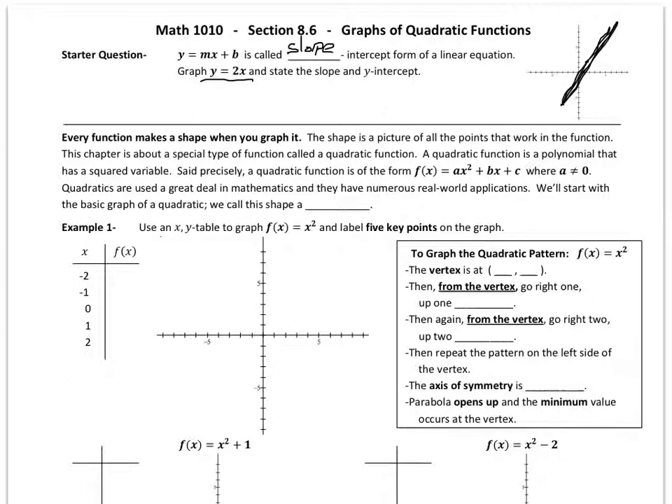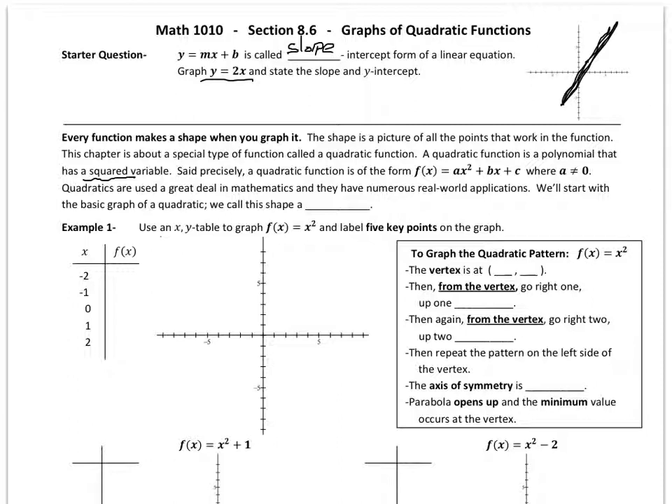Anyway, so every function makes a shape when we graph it. Now the shape is a picture of all the points that work in the function. This chapter we're going to talk about a special type of function called a quadratic function. And again, quadratics are polynomials that have a squared variable. That's the key there. It's x squared, and that's what makes it a quadratic. Precisely, a quadratic function is of the form f of x equals ax squared plus bx plus c, where a, b, and c are all numbers. And a can't be 0, obviously, because then it wouldn't be a quadratic. Then it would be a line.